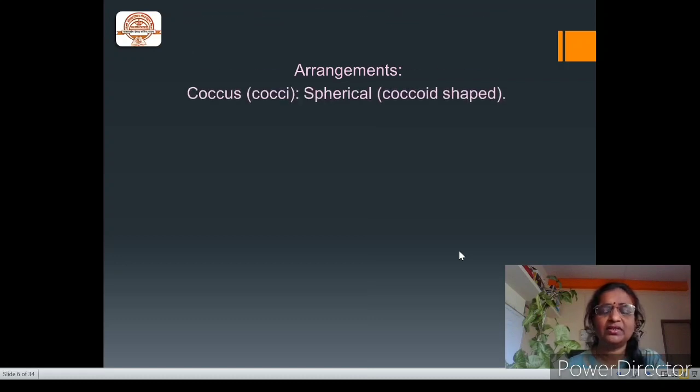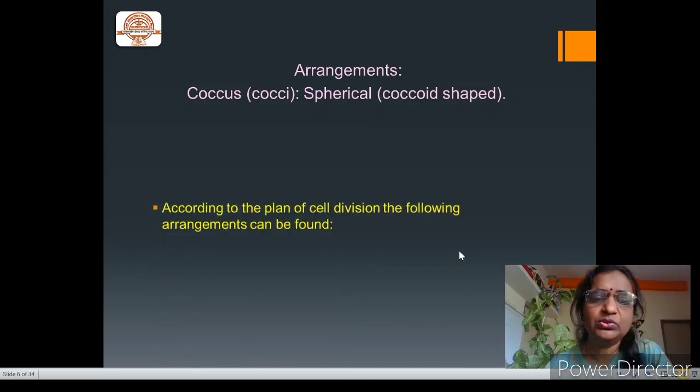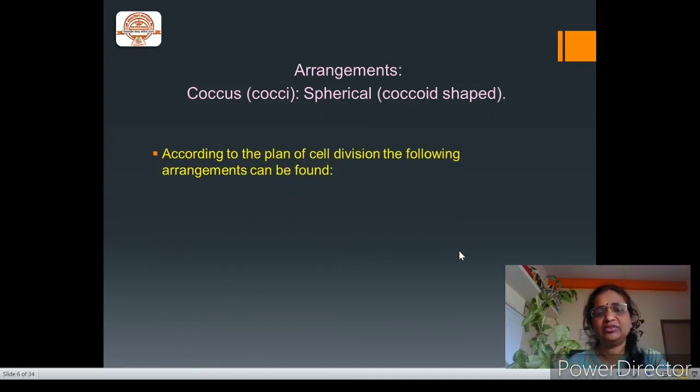First of all, we will go for the arrangement in the case of the cocci. Now cocci or spherical bacteria, as you know, are an entire circle or ball shaped bacteria. They can divide in a number of different planes during binary cell division, and because of that they show different arrangements. According to the plane of cell division, there are a number of different varieties in the arrangements of the cocci. Now we will see those different arrangements.